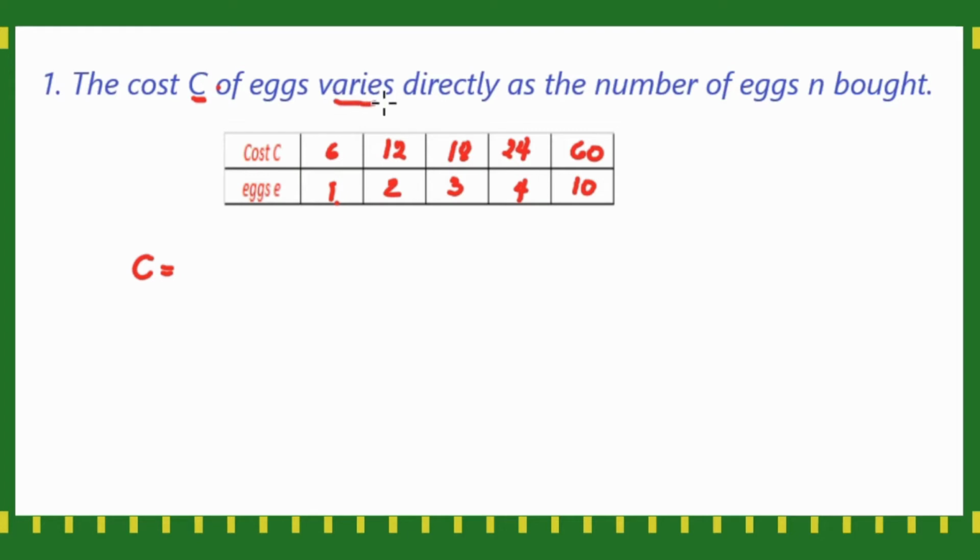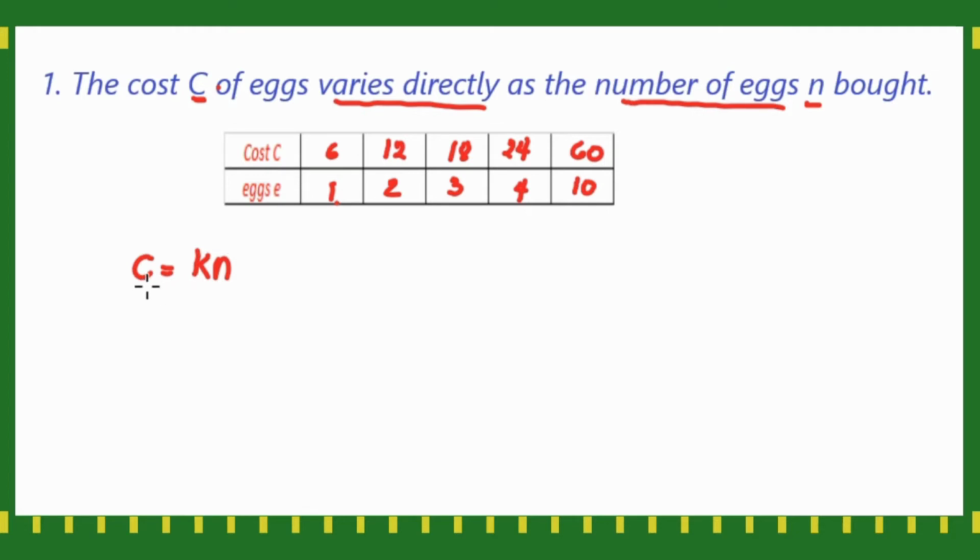varies directly. So pag na-encounter niyo yung word na varies directly or directly proportional, you write the letter K. So I'll be discussing this one later. The number of eggs, N. So we will use letter N. So we will multiply it with K. So ito yung tinatawag nating statement. So this is the equation of this variation. So that's C is equal to KN.